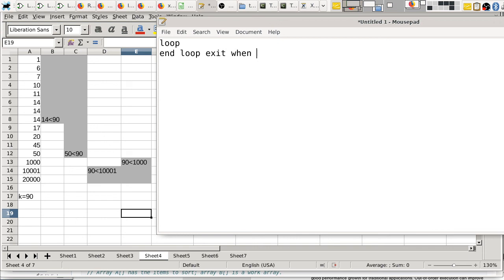So there are two reasons to be done in this case. What is the first reason? You found the value. Okay, cool. When k is found in array. Okay, cool. Do we have another reason to get out? If it does not exist. Okay, k is not in array. Okay.